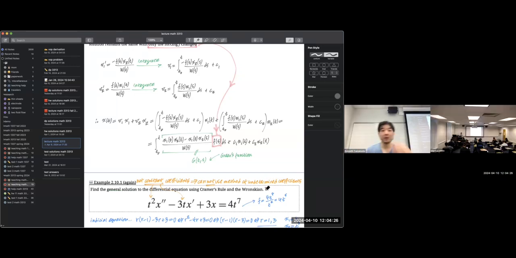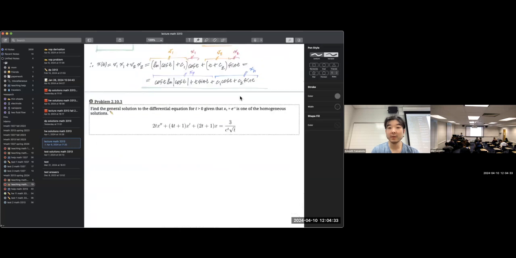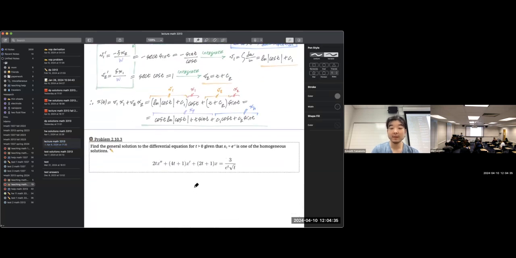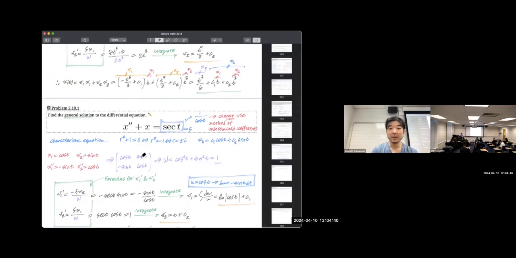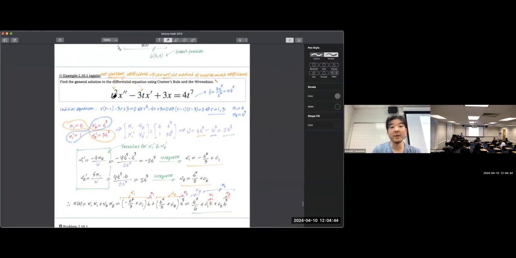All right, so let's jump right in. We're going to do this example here. Let's step back a moment. We've done variation of parameters on equations where we couldn't use the method of undetermined coefficients. The reason we can't use undetermined coefficients on this equation is that, as written in orange here, these are not constant coefficients.